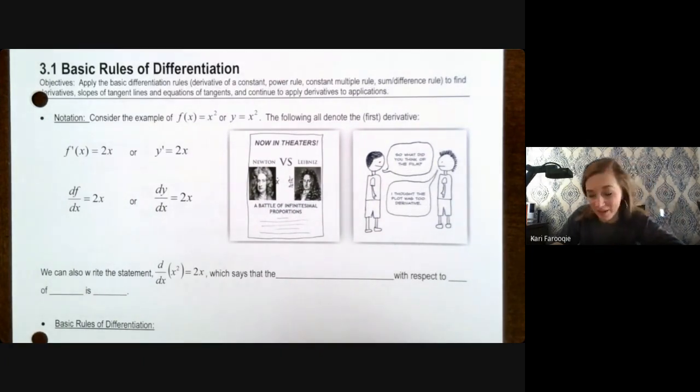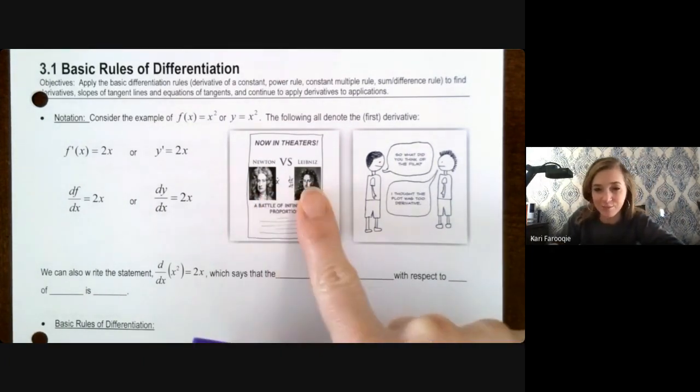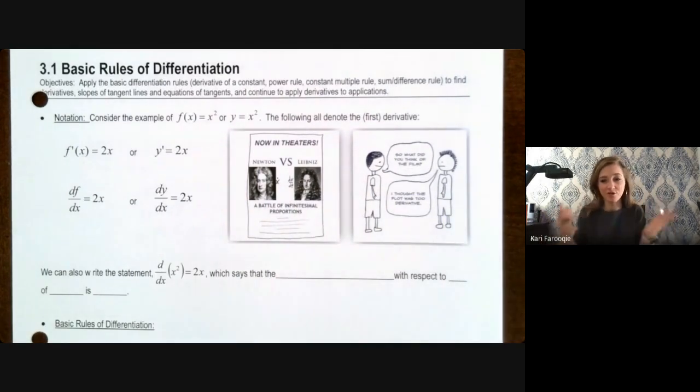Anyway, Newton and Leibniz are the originators of calculus, and each one of them had different types of notation that they would use, which is why we have different notation that we use to talk about derivatives.